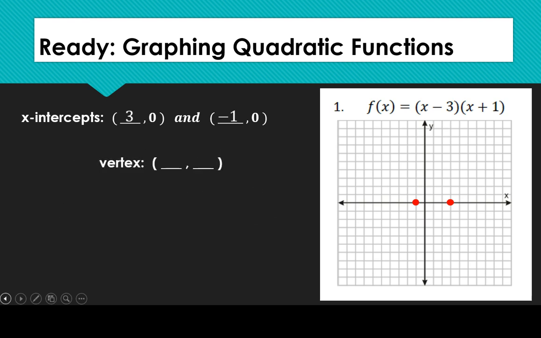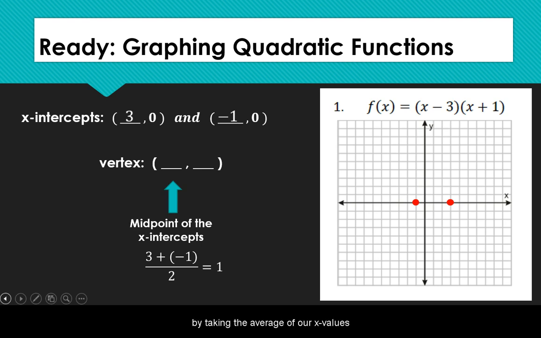Our vertex is obtained by taking the average of our x values from our x-intercepts. So if we add our x values, the 3 and the negative 1, from our x-intercepts and divide those by 2, we get 1. That 1 represents the x value of our vertex.